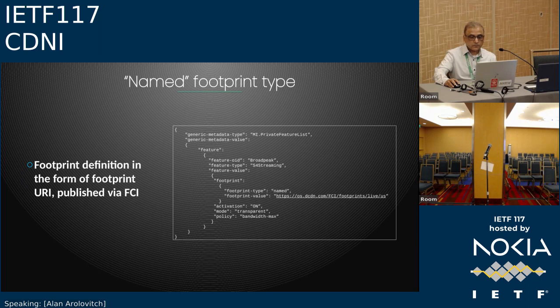That's an example of a named footprint. I just want to point out that the footprint value here is actually a reference to a URL where that footprint is defined. So in this case, within configuration, an example of my private feature list says that feature is available in this footprint, and there is a definition where you can go and find the definition of what the footprint is. Next slide.